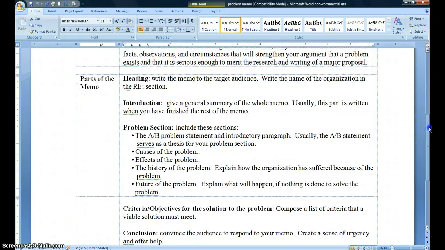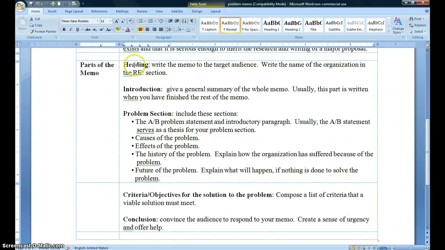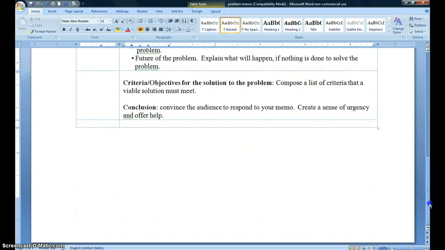Here are the sections, and this is exactly what I was looking for. There's a memo heading and the introduction. Problem section, I want an AB problem statement, causes, effects, history, and future. Sometimes history and future, you can blend because they become easier to blend. But I want a really good AB problem paragraph or 2 paragraphs, and you saw me evaluating those carefully. Good paragraph or 2, usually 2 on causes, usually 2 or 3 on effects. And then we have criteria, and I've talked about them, and then a conclusion.